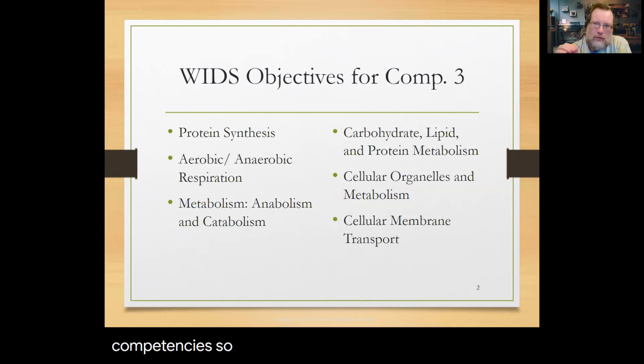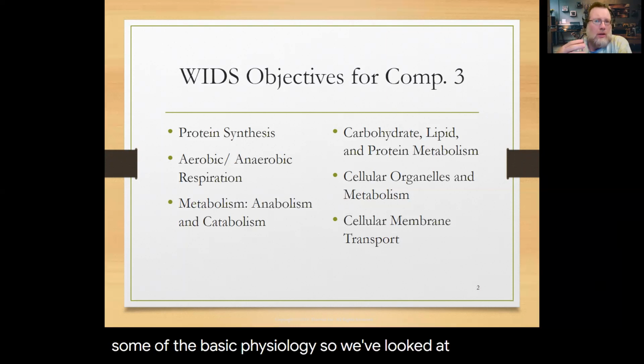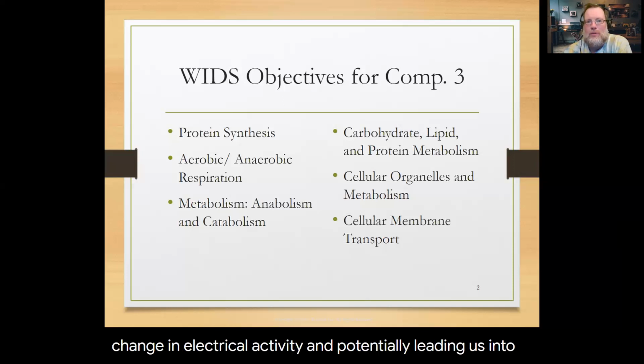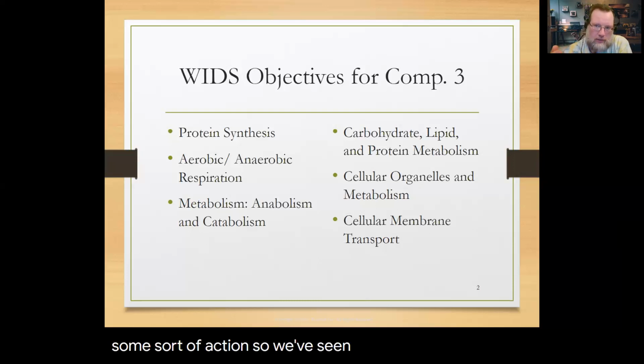So we've gone through nervous system and some of the basic physiology. So we've looked at a little bit of cellular and ionic features, including membrane transport. We looked a little bit at sodium moving into a cell, a neuron cell or a nerve cell, to elicit some sort of change in electrical activity and potentially leading us into some sort of action. So we've seen sodium moving into a neuron, potassium moving out. So we've looked a little bit at cell transport mechanisms.